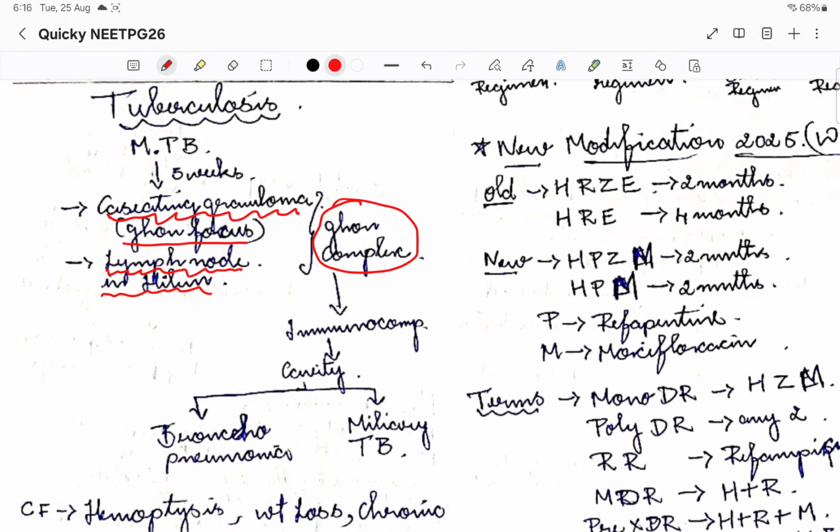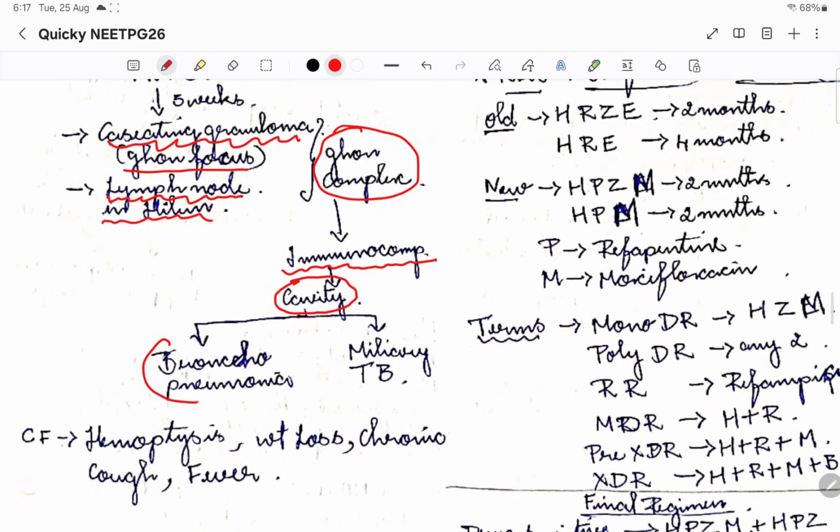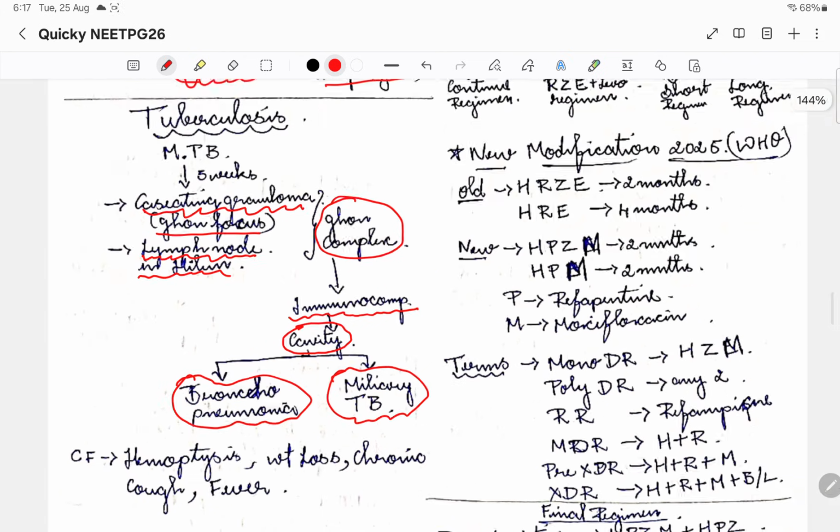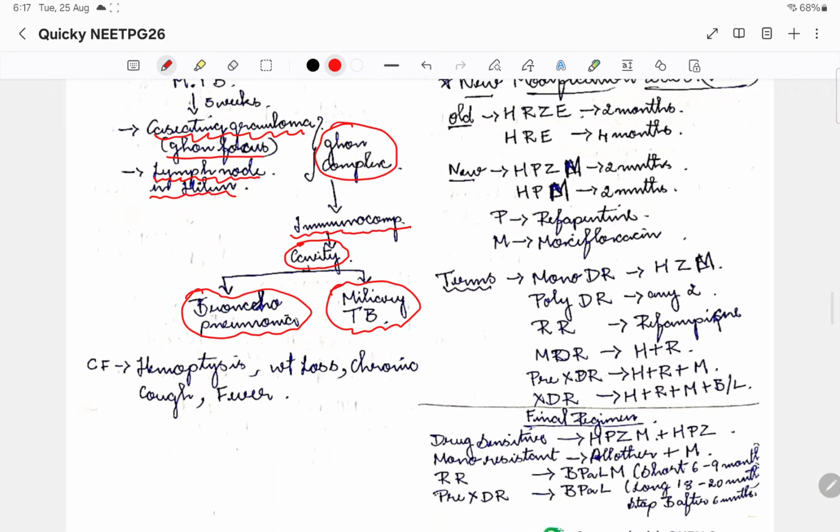What happens in immunocompromised people, suppose with chronic corticosteroid intake, or in certain AIDS patients, is that there is immunocompromisation. There will be cavity formation, which will lead to bronchopneumonia, and also there is a hematogenous spread of the disease that was supposed to be in the cavity itself, but the disease starts spreading. That is when miliary TB occurs. So this is the disease progression with respect to tuberculosis.